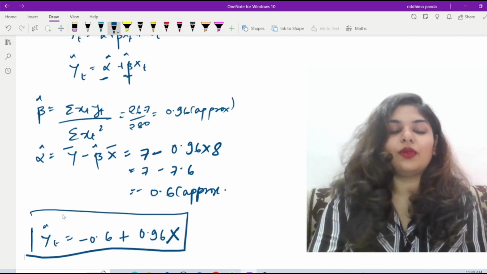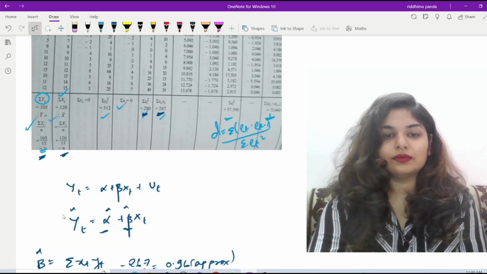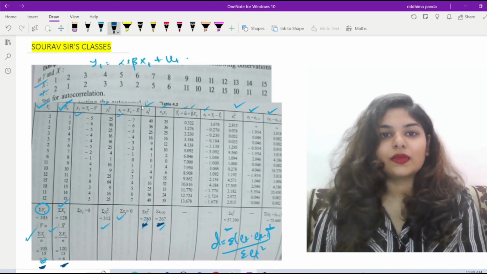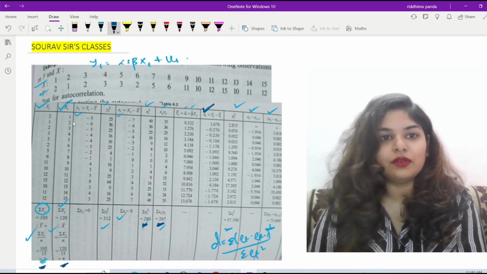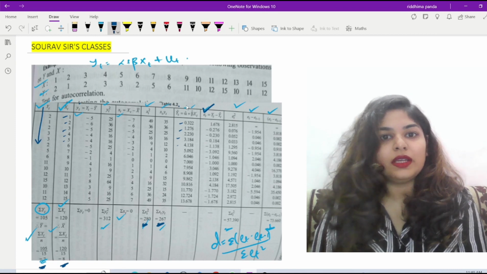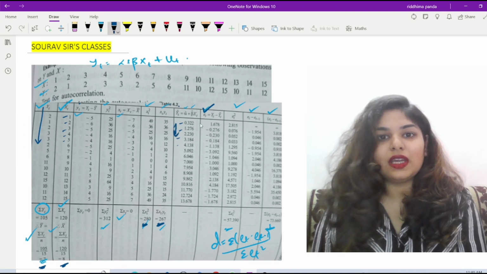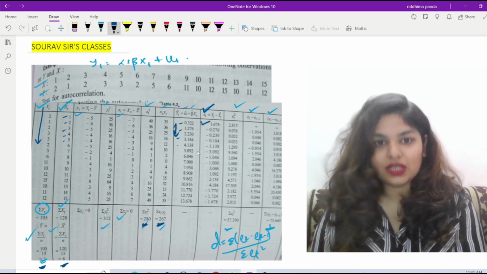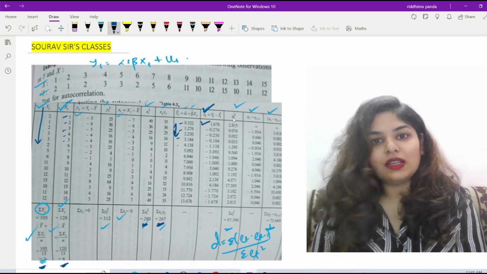Now using this we are going to calculate our error term, that is e, which is y_t minus y_t hat. For every value of x, like 1, 2, 3, 4, 5, we find the estimated value of y, as calculated here. Taking the difference between this column and the original y_t column gives the error in estimation, e_t. The squares of these terms are e_t square.